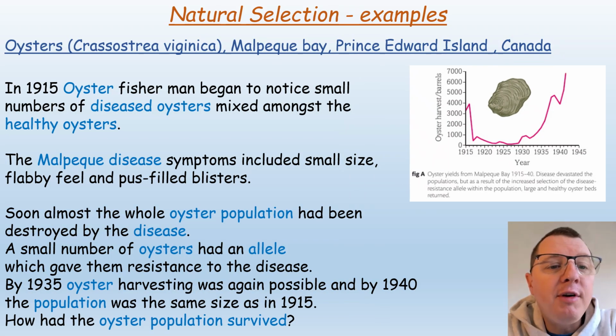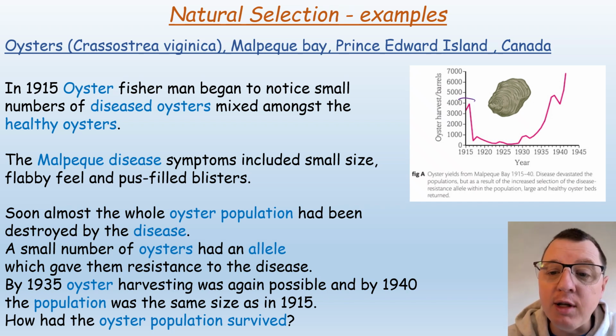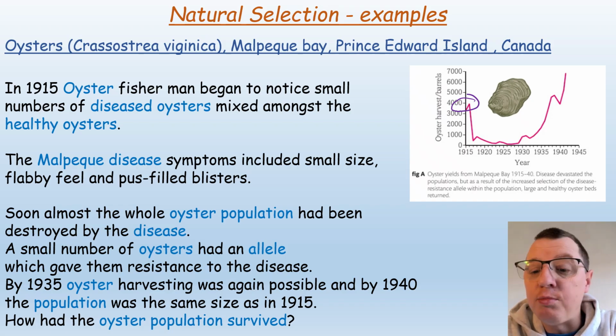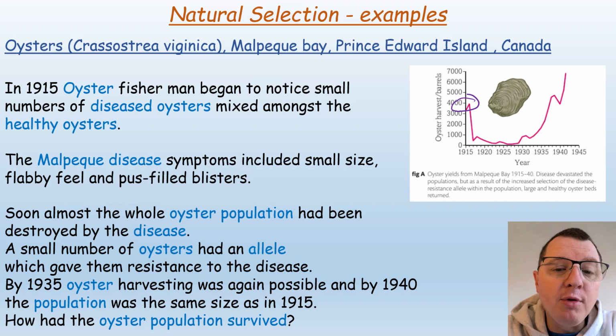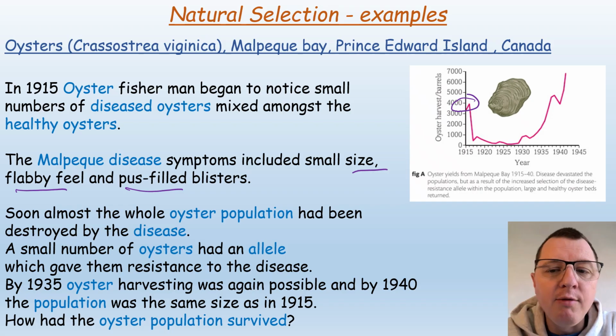So in 1915, fishermen began to notice a small number of diseased oysters. And you can see in 1915, we've got approximately 4,000 barrels of oysters being landed, being harvested a year. The disease symptoms included a small size, a flabby feel, and pus-filled blisters within the muscle of the oysters.